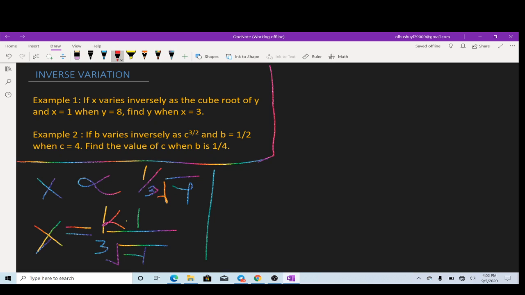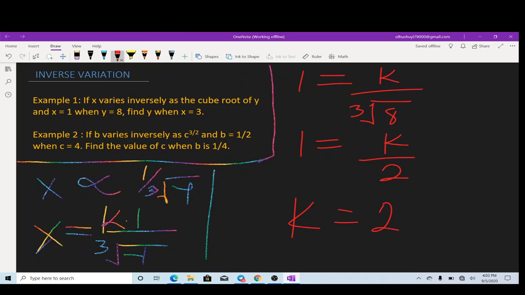And how do you go? So you have x, they said x is 1, so 1 is equal to k divided by the cube root of y, they said y is 8. The cube root of 8 is what? That is 2, because 2 times 2 times 2 gives us 8. So cube root means a number you multiply 3 times that will give you what is here, and that is 8. So 1 is equal to k upon 2. Then our k is equal to 2, and you cross multiply, 2 times 1 is 2.